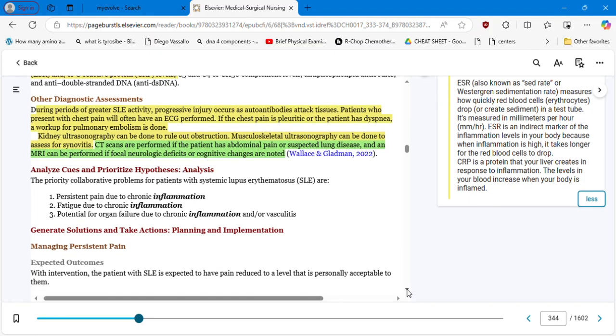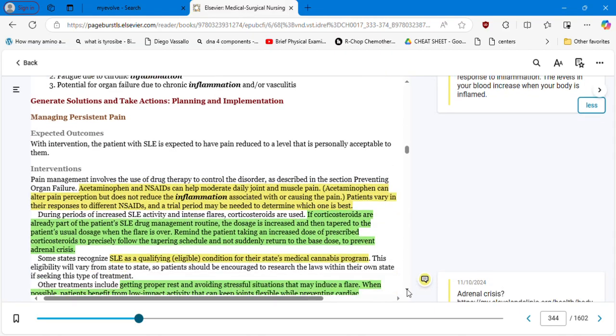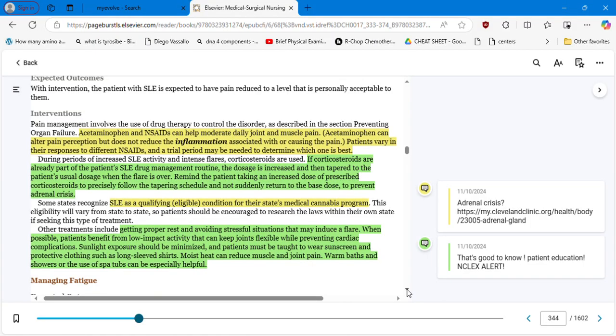Other diagnostic assessments during SLE include checking your kidney ultrasonography, right? The doctor is going to order images, and maybe a CT scan is performed if the patient has abdominal pain or suspected gland disease. Probably an MRI can be performed if focal neurologic deficits or cognitive changes are noted. Okay, then we are going to move to interventions.